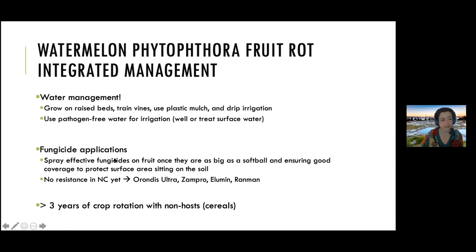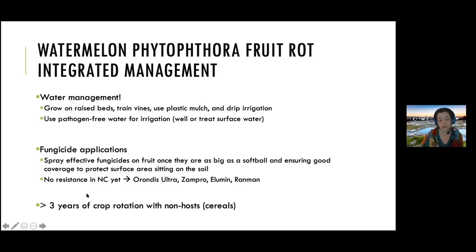And then again, with fungicide applications, try to make sure your products are working. Reach out to us if you need help with this. Make sure that you're keeping in mind the timing. Remember, you need to put that force field on your tiny little fruit before it touches the soil. That's the goal. And again, in North Carolina, we have not found resistance yet to Arondis Ultra, Sampro, Illumine, and Randman. In other states, they have reported resistance to Sampro, but not us. So those are some options that you can have there.